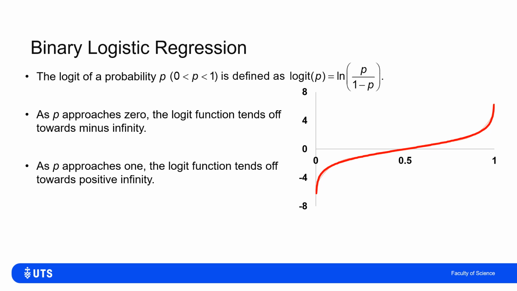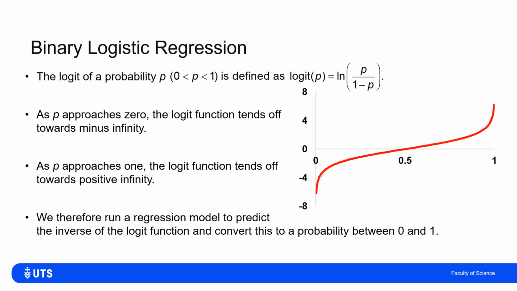So the function looks something like that. Obviously I've truncated the graph, but it gets infinitely steep towards 0 and towards 1. So if I were to run a regression model and I wanted the output to be between 0 and 1, I can invert this graph to say, well, I'm predicting a score between minus infinity and infinity, and converting that into a probability between 0 and 1. So I would do this by inverting the logit function.